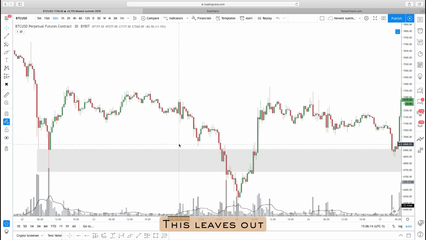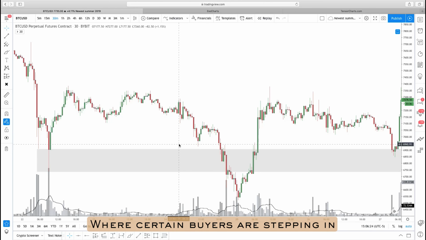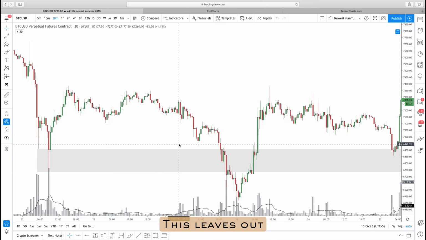All right, this leaves out a lot of information though. It leaves out whether or not the majority of the volume took place in the wick, whether or not it took place in the candle, where certain buyers are stepping in, where certain sellers might be stepping in. This leaves out all of the information that you could only find within the candle.